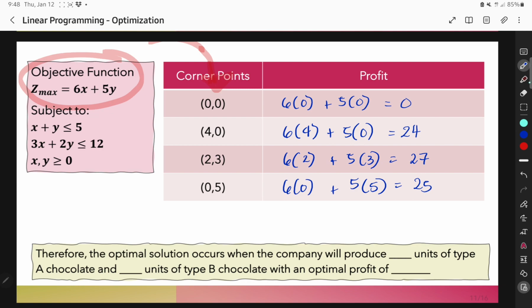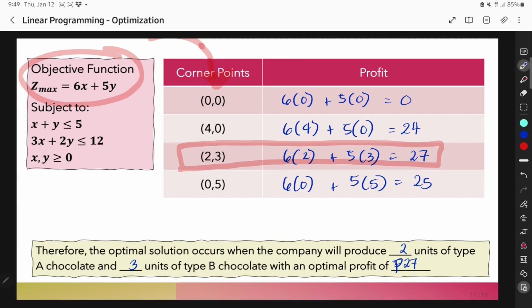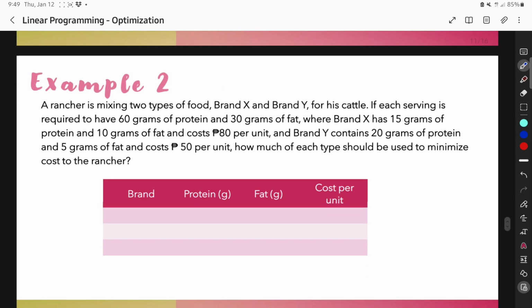So looking at the results, we could say that this one here has the highest profit. So that would mean our optimal solution occurs when the company produces 2 units of type A chocolate and 3 units of type B chocolate with an optimal profit of 27 pesos. All right. Okay. Next, let's have another problem on minimization.